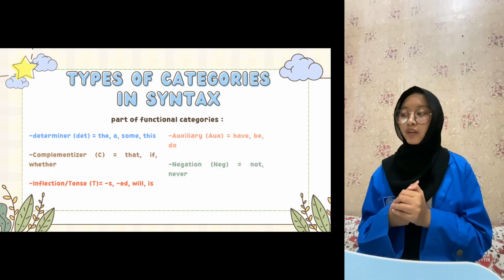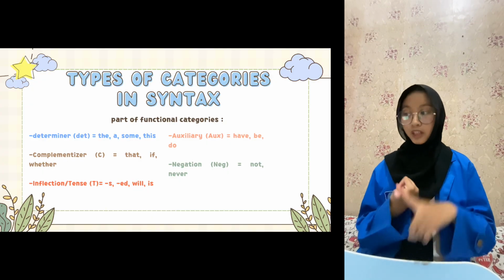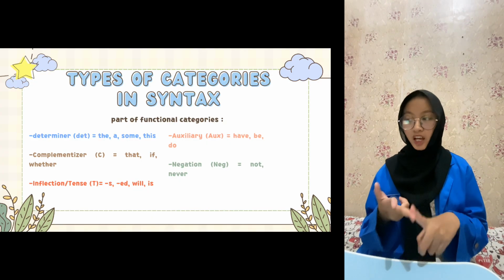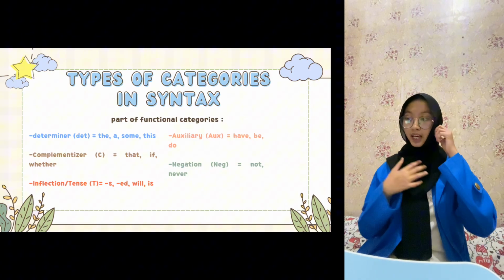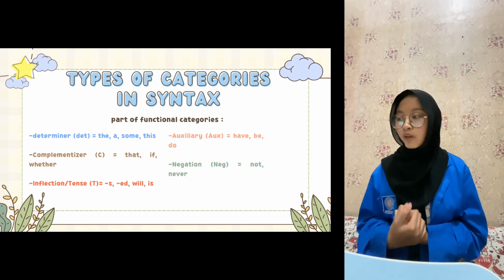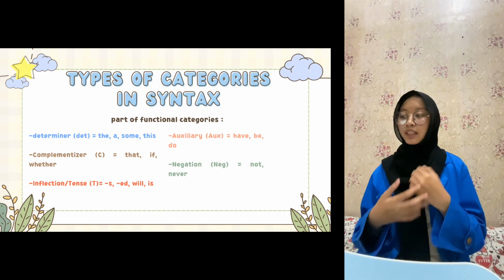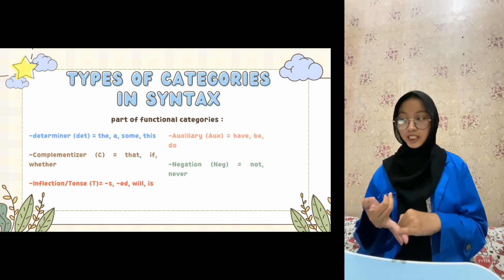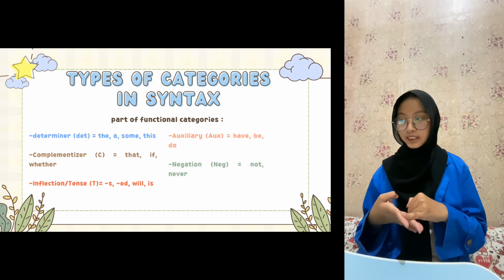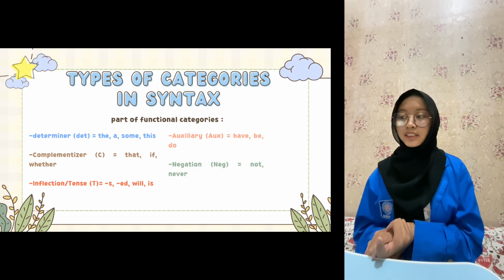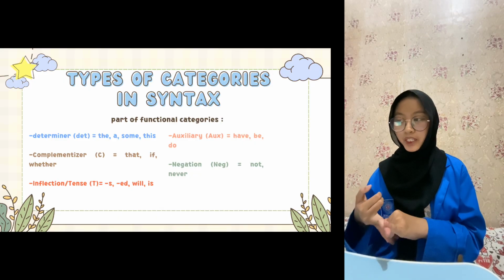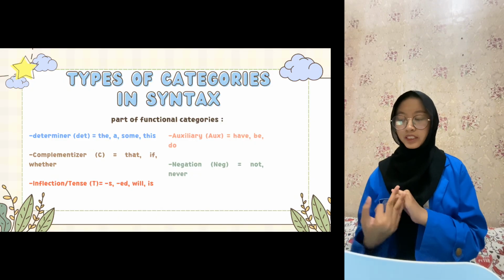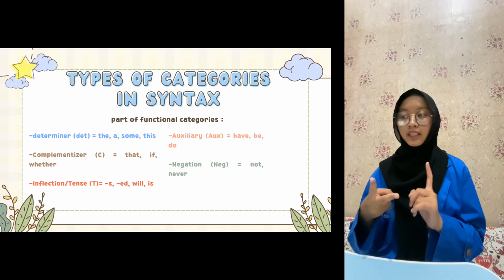For determiner, for example, the, a, some, this. For complementizer, there is that, if, whether. For inflection or tense, there is suffix s, suffix ed, will, and s. For auxiliary, there are examples such as have, be, and do. For negation, there's not and never.